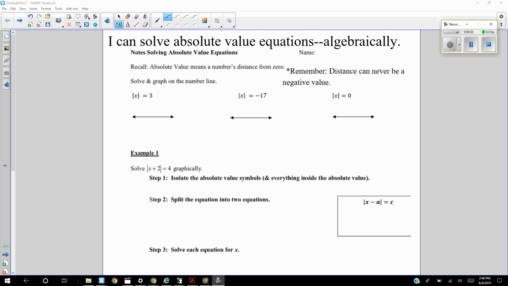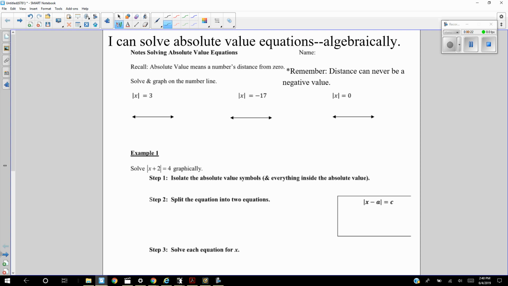All right, in this video, we're going to continue solving absolute value equations, but in this video, we're going to solve them algebraically. For many people, it's the preferred method to solve these. So recall, absolute value means a number's distance from zero. Distance can never be a negative value. And it's the distance on a number line.